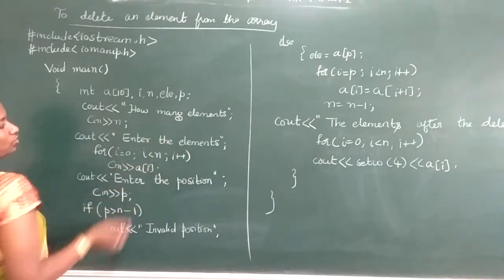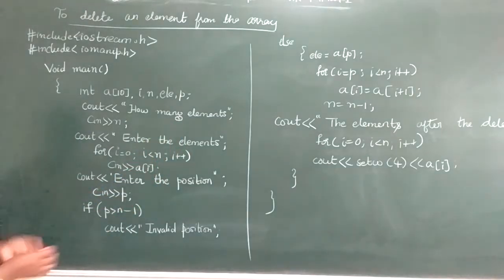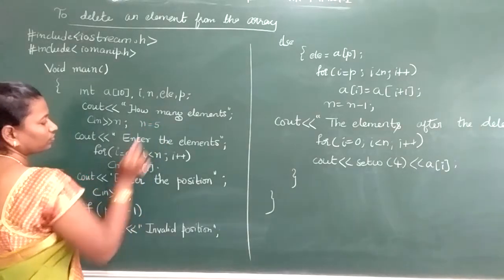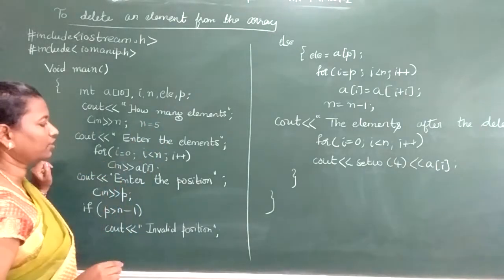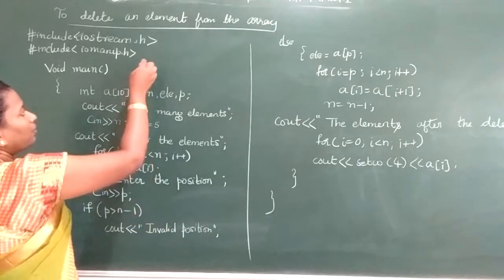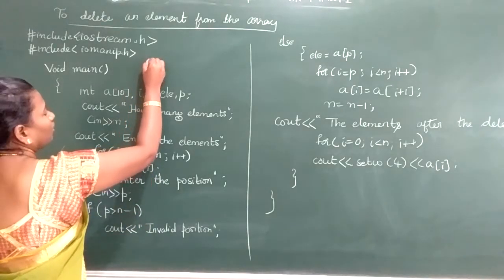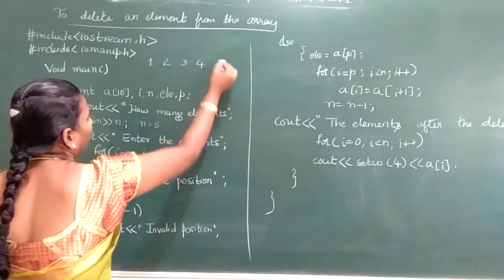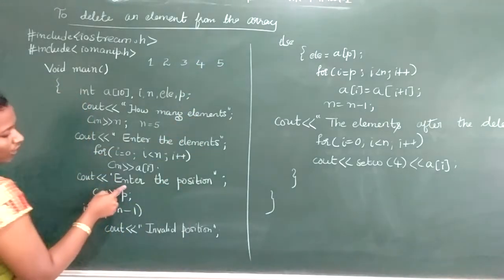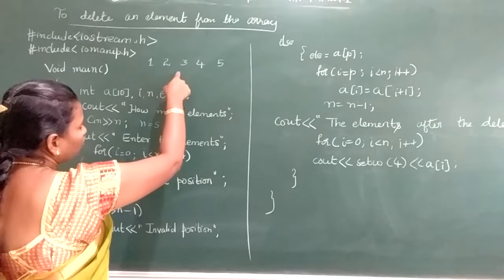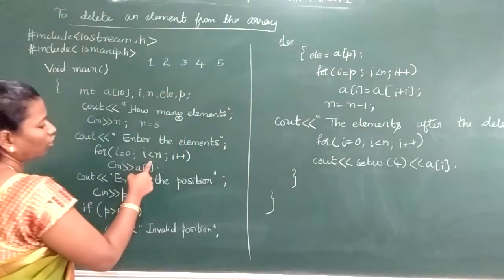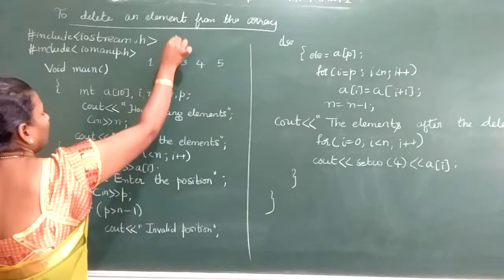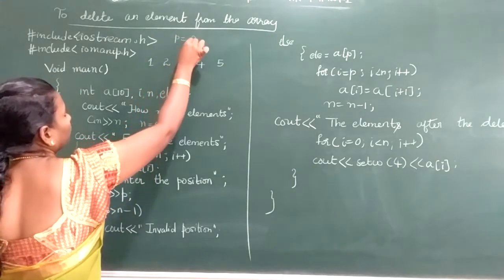Now, how many elements? Imagine I have given n as 5. Now enter the elements. Imagine I am entering 1, 2, 3, 4, 5. I have entered 5 elements. To read the elements from the keyboard, I have used a for loop and stored them in an array A of 5. Now enter the position. Imagine I am giving my position as 2.